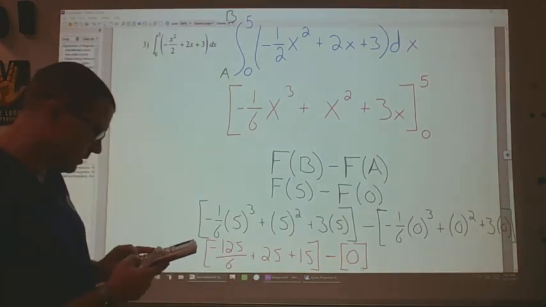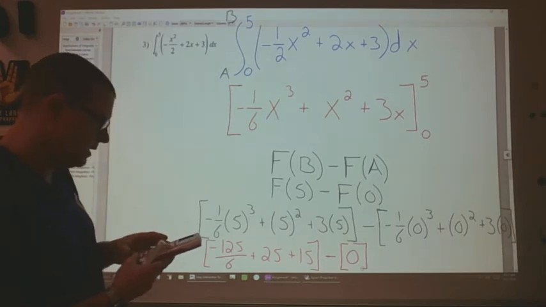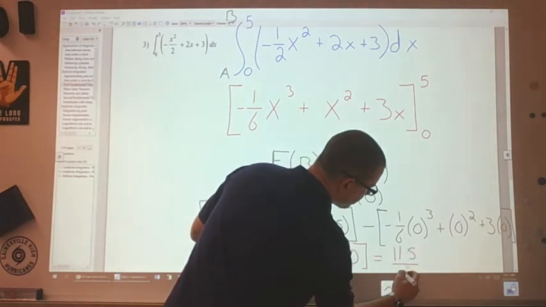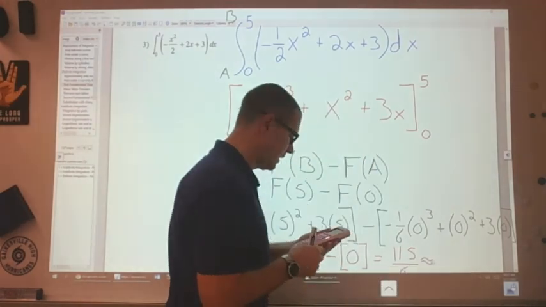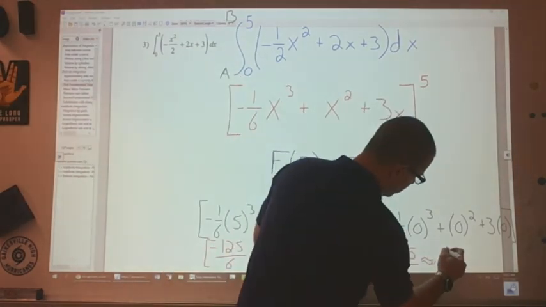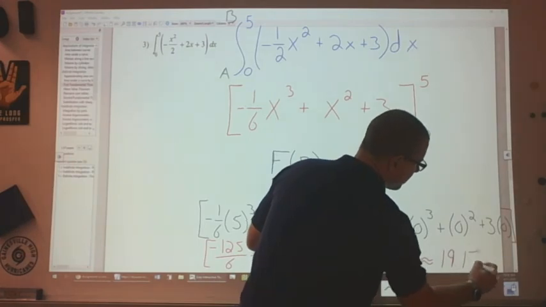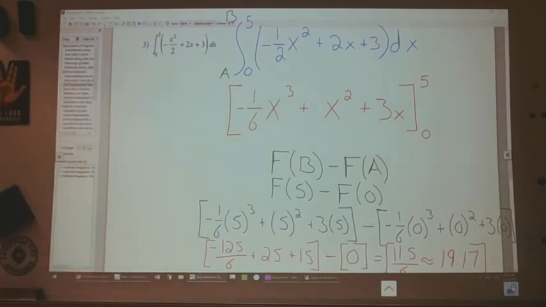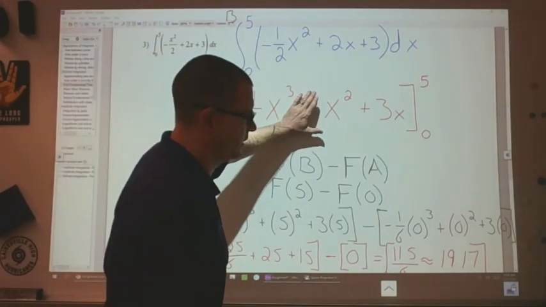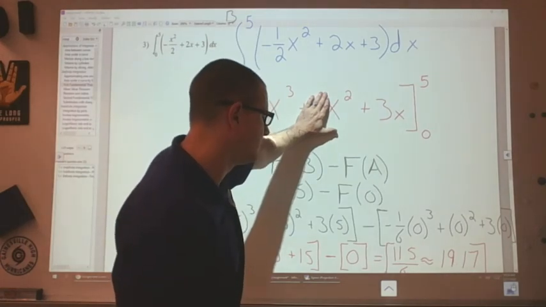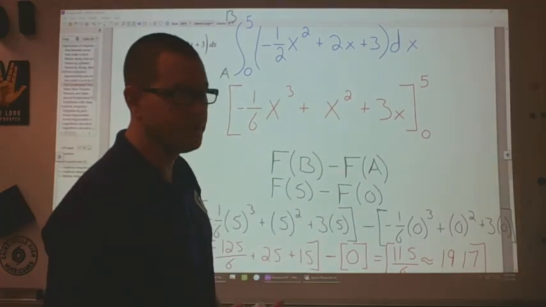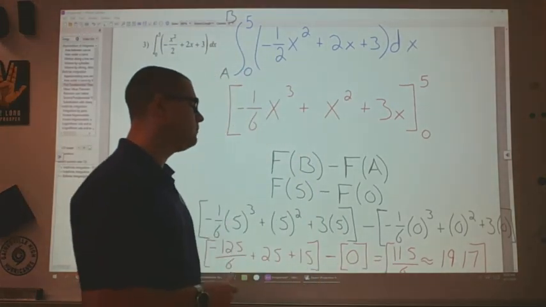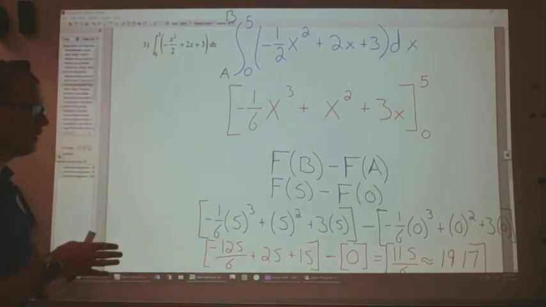Negative 125 over 6 plus 25 plus 15 is 115 over 6. Or if we take that as decimal, 19.17 units. And then we could interpret that in terms of the problem. It could be displacement, the distance a particle has traveled, the work being done. Lots of applications to this in science and such. But that's reverse power rule.